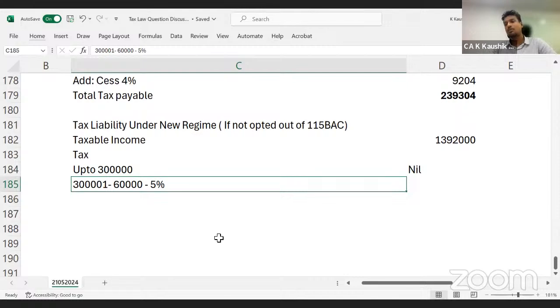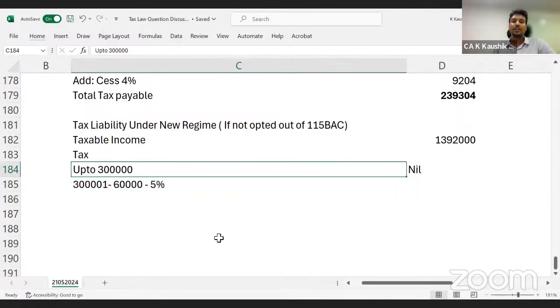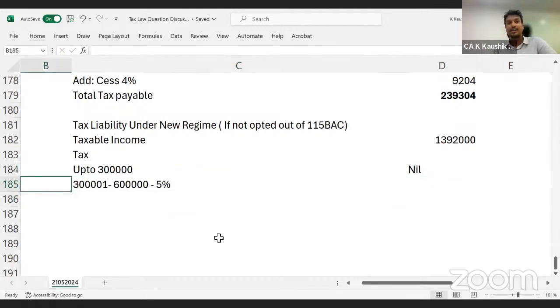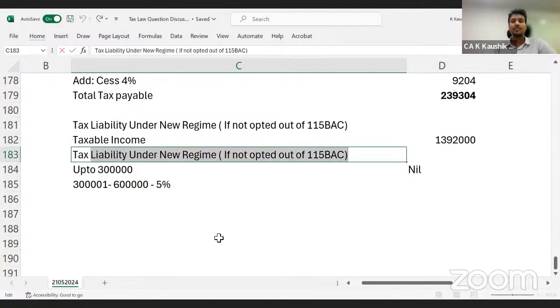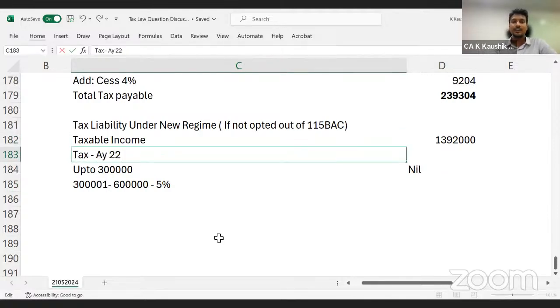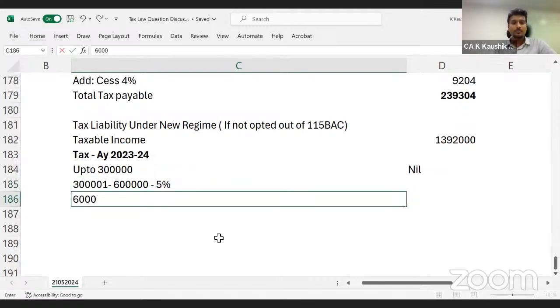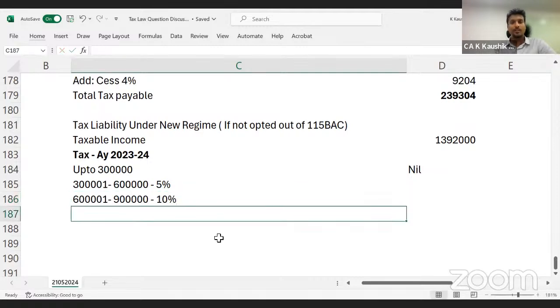This is what I am solving for, applicable from 23-24. Until 23-24, this was 2,50,000 only. So now I am changing this. I am solving this as per the slabs applicable for tax computation for assessment year 23-24. This will differ from your guideline answer. 3 lakh to 6 lakh, 5%. 6 lakh to 9 lakh, 10%. 9 lakh 1 to 12 lakh, 15%.